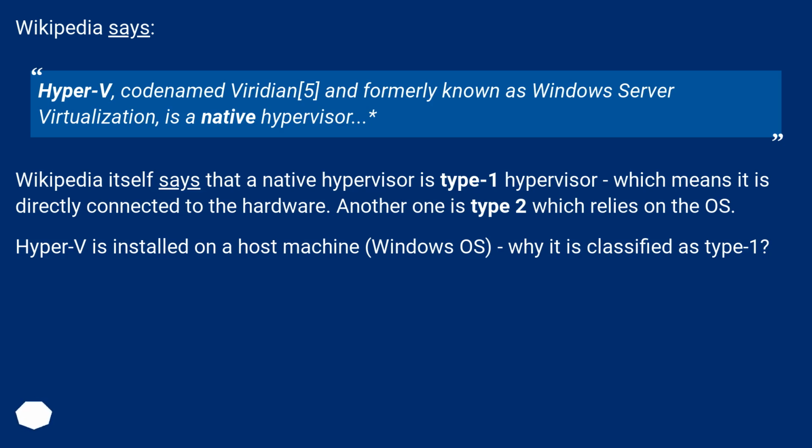Another one is Type 2, which relies on the OS. Hyper-V is installed on a host machine, Windows OS. Why is it classified as Type 1?